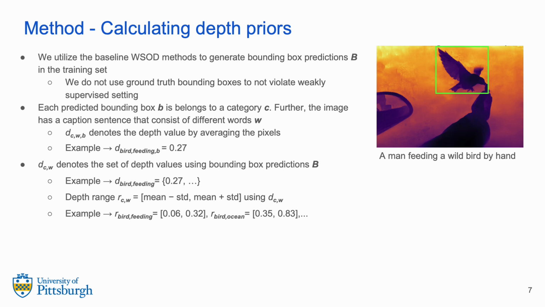This subscript CW denotes the set of depth values from all bounding box predictions. We calculate the depth range R based on mean and standard deviation of the set. For example, the depth range of a bird object in the context inferred by the word feeding has a smaller depth range, which means closer to the camera, compared to the bird object in the context inferred by the word ocean.